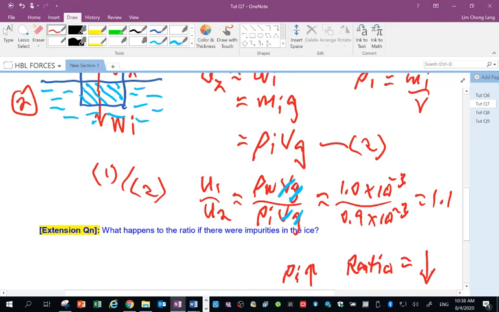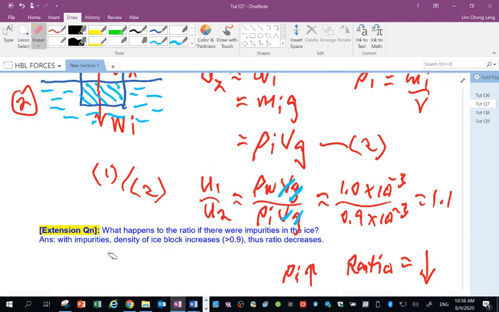So if you want to see how I answer this, this is how I answer this. With impurities, density of ice block increases, thus ratio decreases.